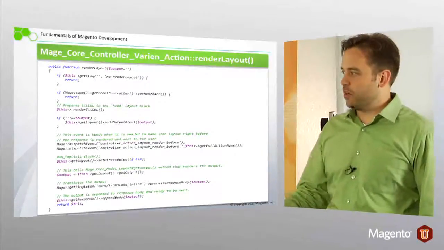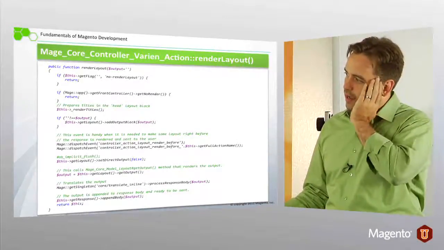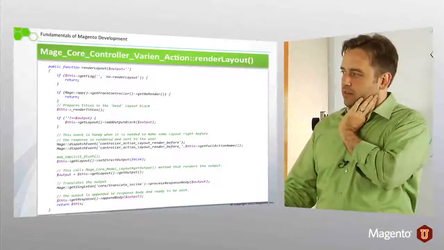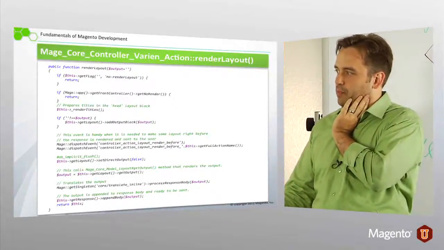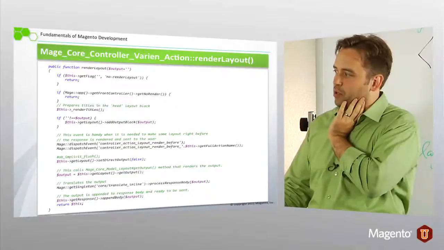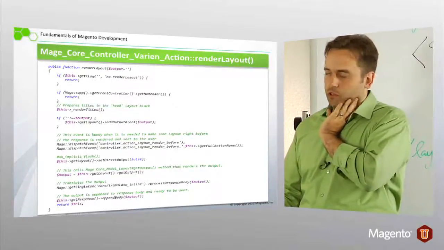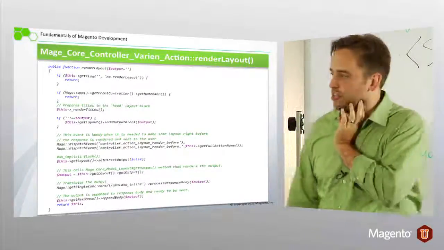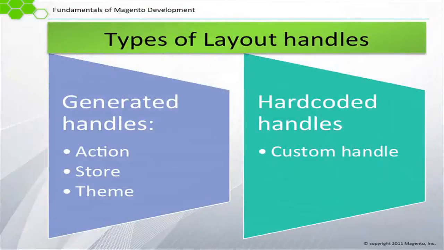And down here, translations happening. And okay, this is probably the most important part: get response, append body. So here we've just assembled our output, and it's a string. We attach it to the body and get ready to send it to the browser. So I just discussed with you the action, store, and theme handles that are generated. We could also pass in a custom handle if we like. We'll look at that in a second. Okay, so this is what the layout XML looks like.